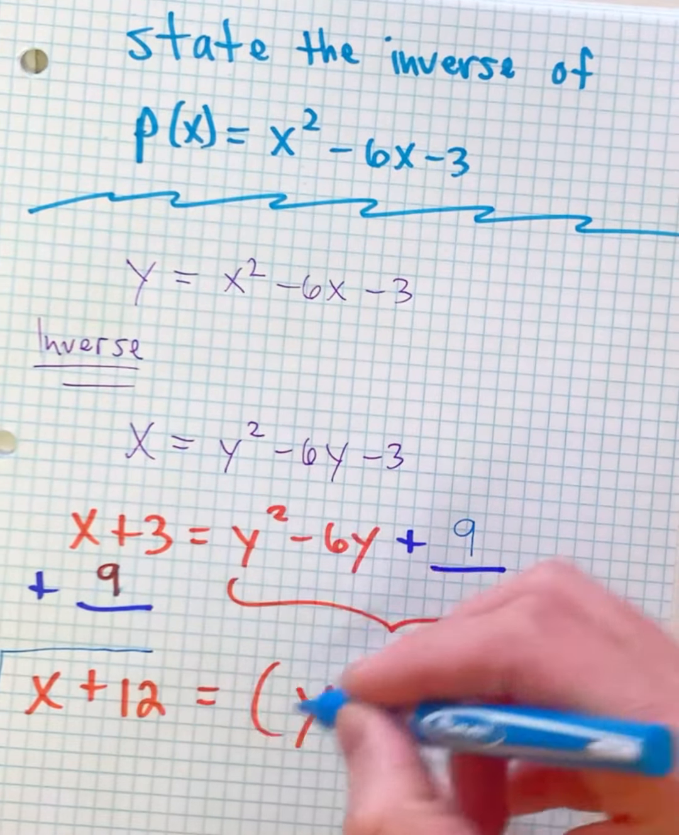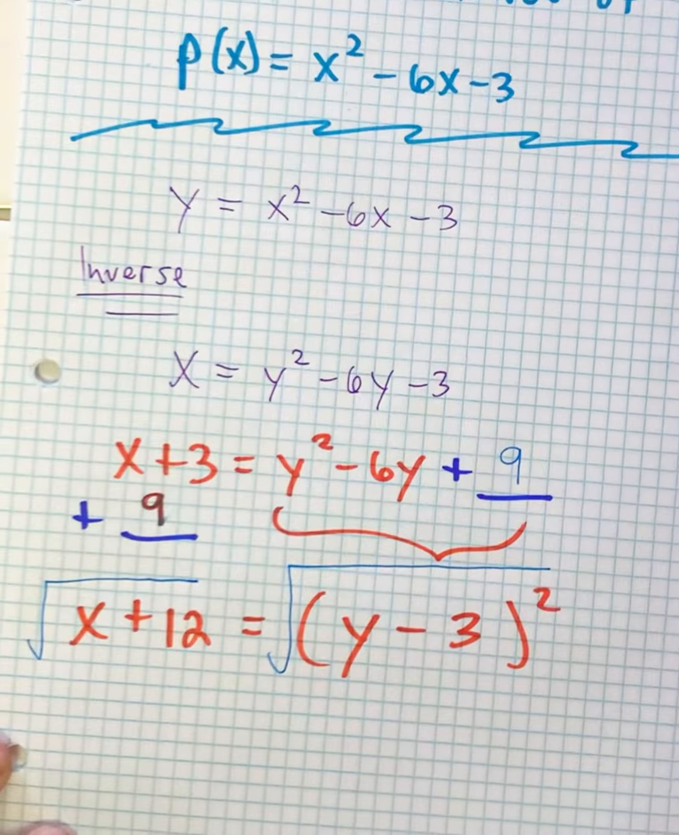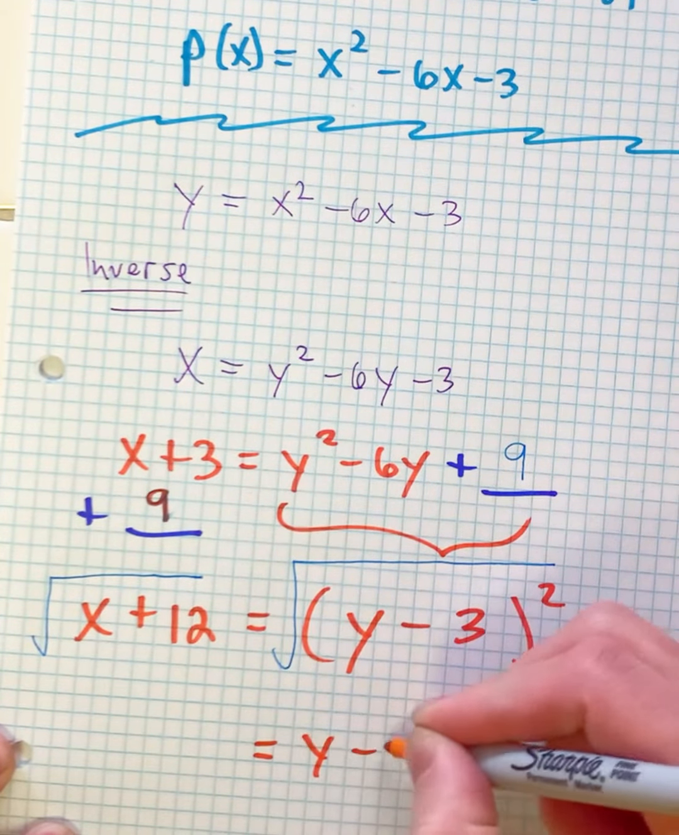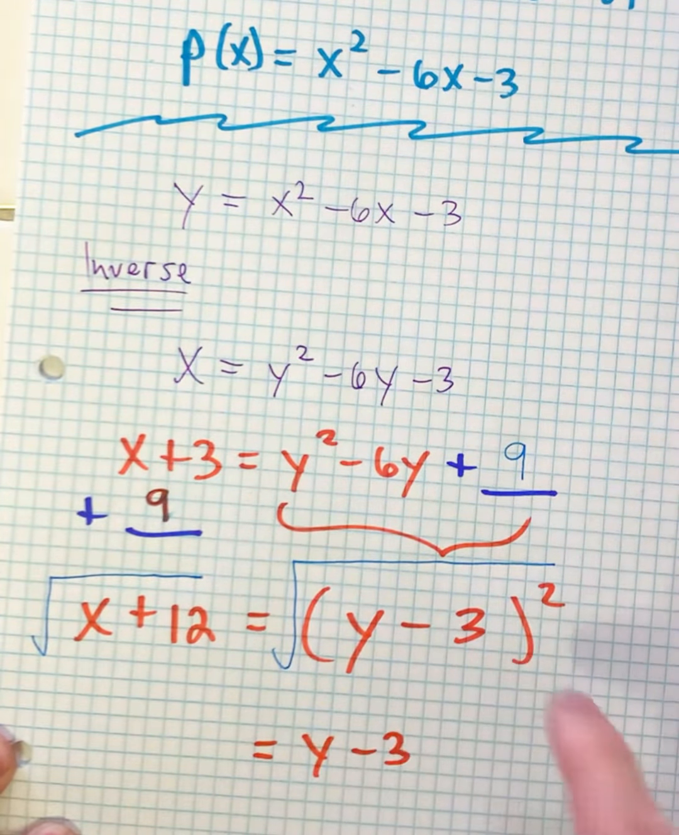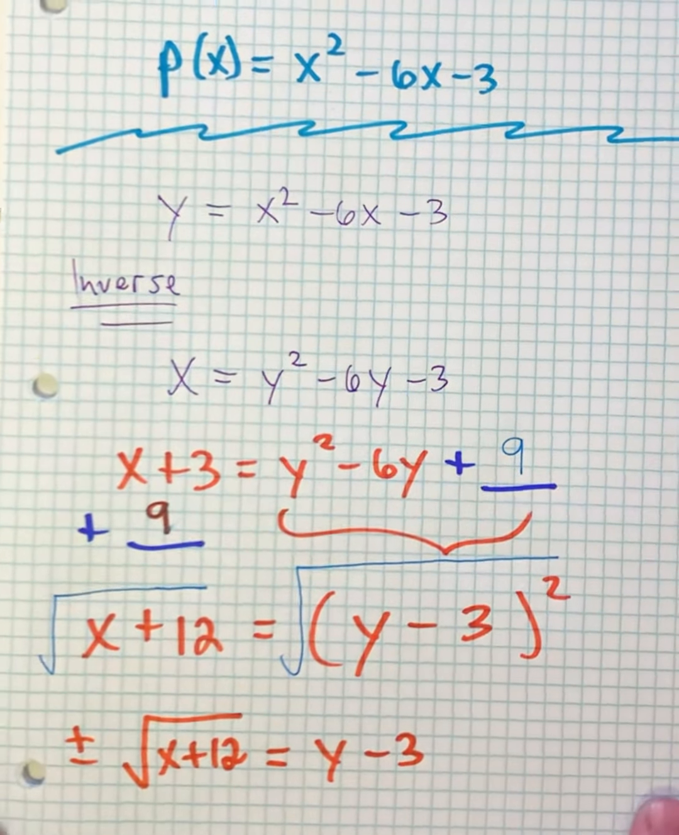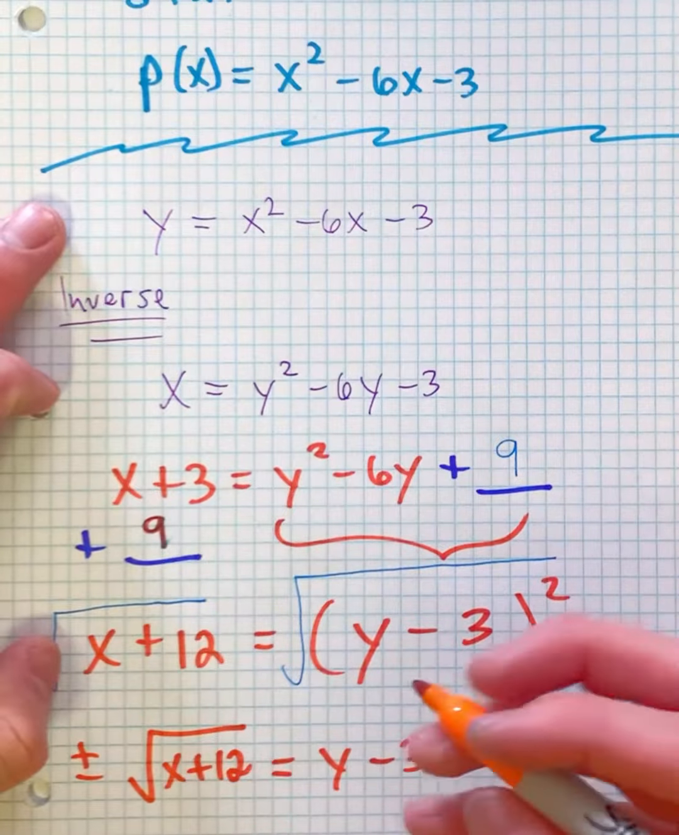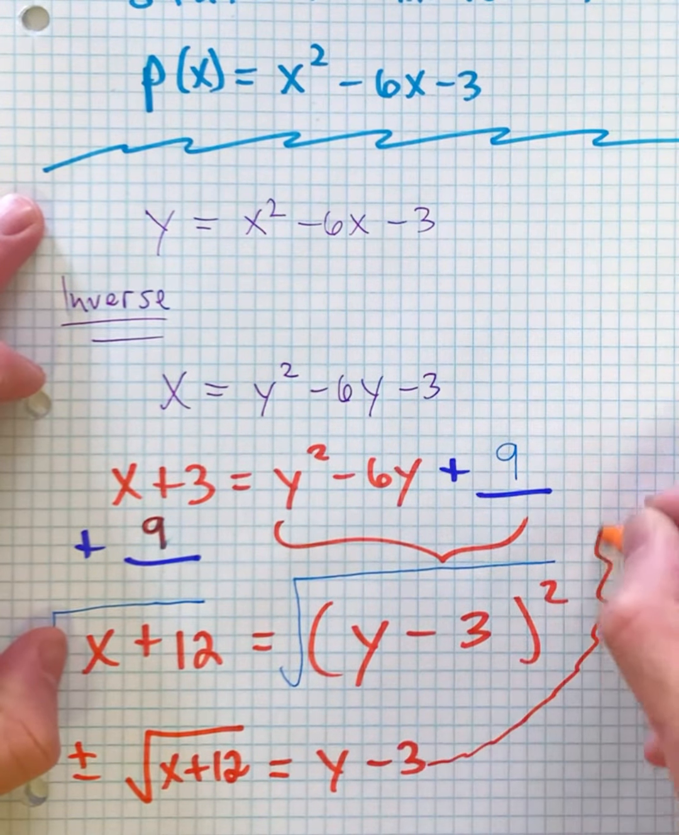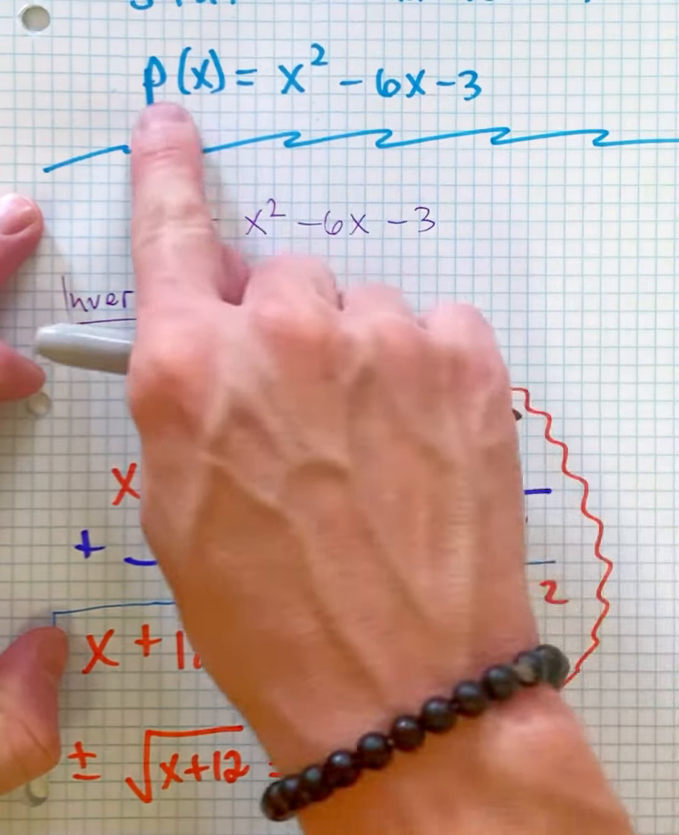You can square root this material, like that. And so this would just be y minus 3, and the square root knocks out the square, and that's plus or minus the square root of x plus 12. And then you guys can add the 3 to the other side. So that would be, and you can call this, instead of y, we know we're gonna have to call it p inverse.